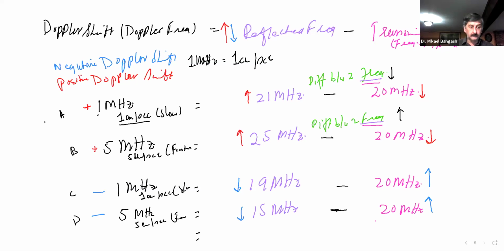Whereas here, we said this was a positive Doppler shift. This was a positive Doppler shift. What does this positive Doppler shift mean? That the blood is moving towards the transducer at a speed of 1 centimeter per second. Whereas here, it was still moving towards the transducer, just at a greater speed, 5 centimeters per second.